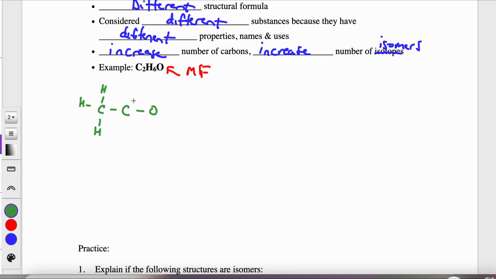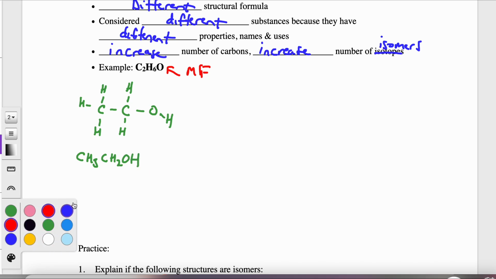I need 3 more hydrogens. So that second carbon, besides the 1 oxygen, I'm also going to add 2 hydrogens. Oxygen, being in group 16, has 2 unpaired electrons, 2 moves from the noble gases. It requires 2 bonds. So there's my 6th hydrogen. If I do the condensed structural formula, it'd be CH3CH2OH.